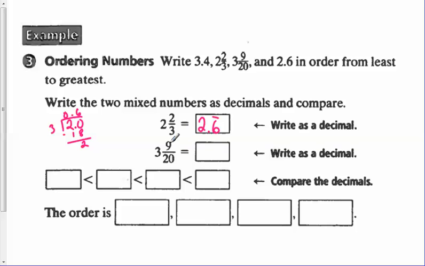Alright, so now I have 3 and 9/20. So I know it's going to be 3 point something because that is the whole number 3. And then I look at 9 over 20.